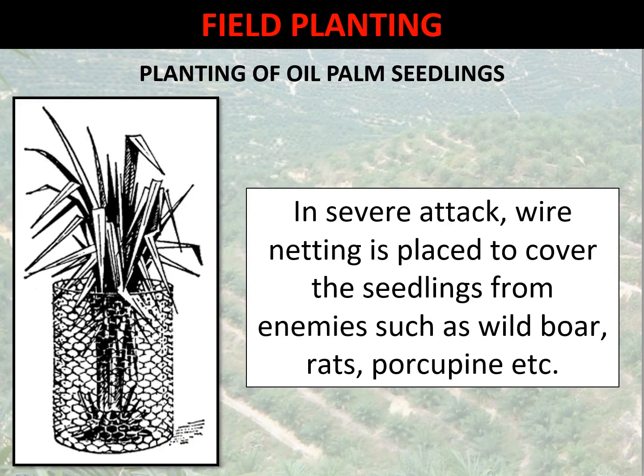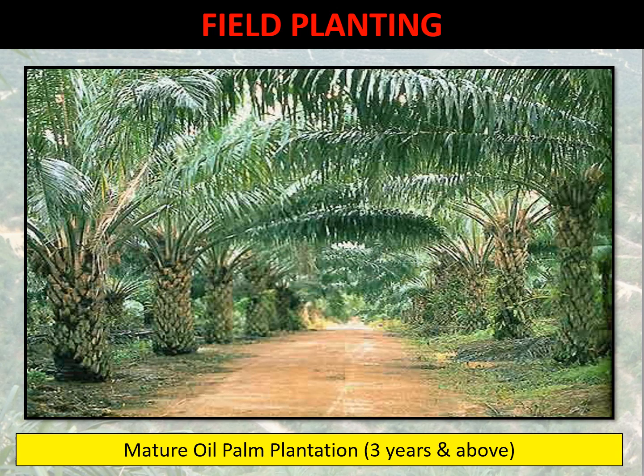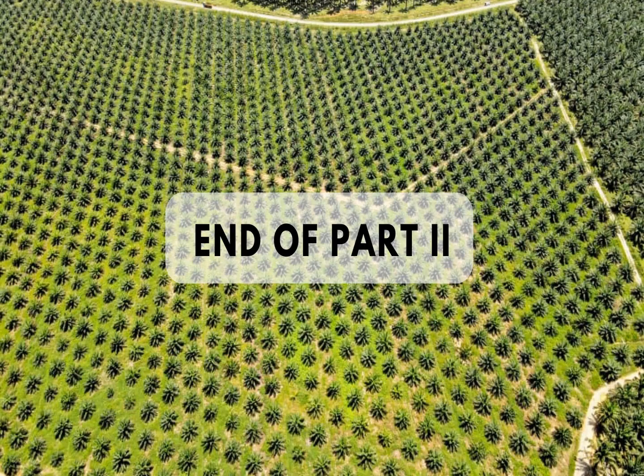In severe attack, wire netting is placed to cover the seedlings from enemies such as wild boar, rats, porcupine, and others. This figure shows the immature oil palm plantation, approximately 1 to 2.5 years of age. This is the matured oil palm plantation with an age of 3 years and above. End of part 2.